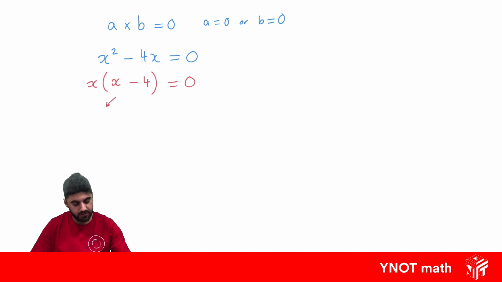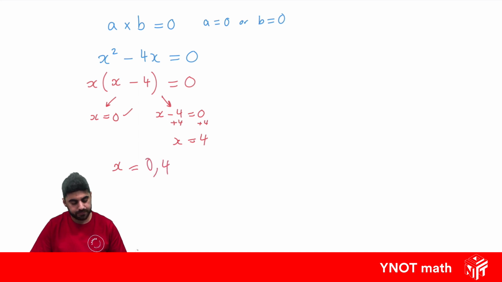So we can write two mini equations now that we have to solve, each with one of the terms of the product. So x has to equal 0, or x minus 4 has to equal 0. So this gives us one answer, and we just have to solve this equation here, plus 4 to both sides. So x equals 4. So we can say that the solutions to this equation are x equals 0 and 4.